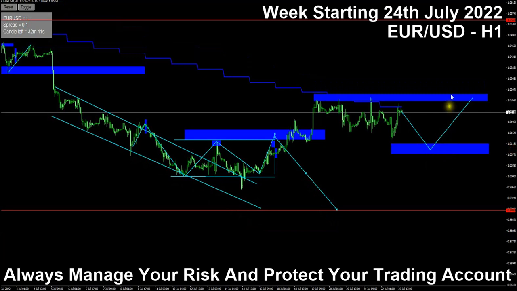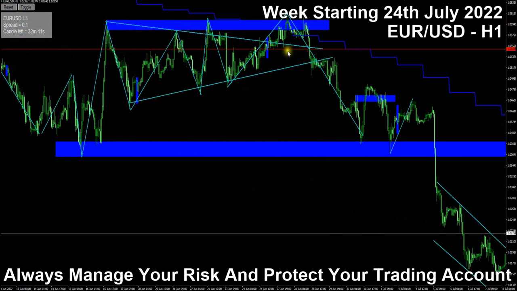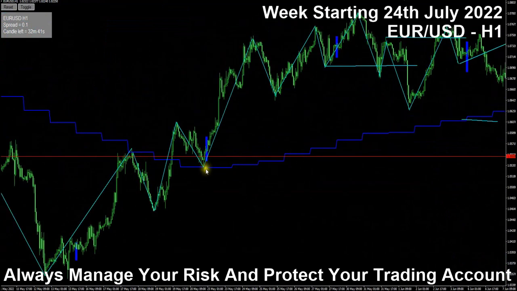Keep in mind as well, we've still got this zone right up here, the 1.05500 area. The reason I remind you of this area is because if we scroll back a bit, you'll see that price was bouncing around this area previously, back at the end of June. And if we go back further, we can see a rejection of it here, a rejection of it here.